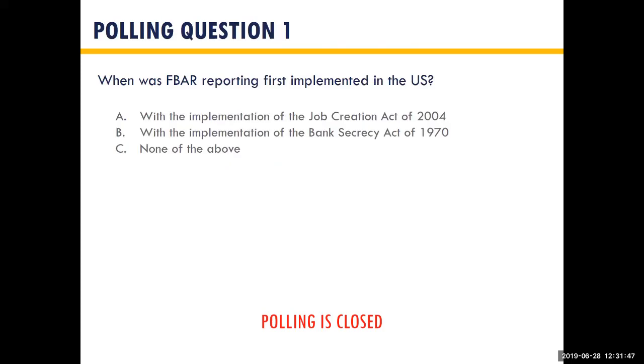This leads us to the first polling question, which is, when was the FBAR reporting first implemented in the U.S.? A, with the implementation of Jobs Creation Act of 2004, B, with the implementation of Bank Secrecy Act of 1970, or C, none of the above.